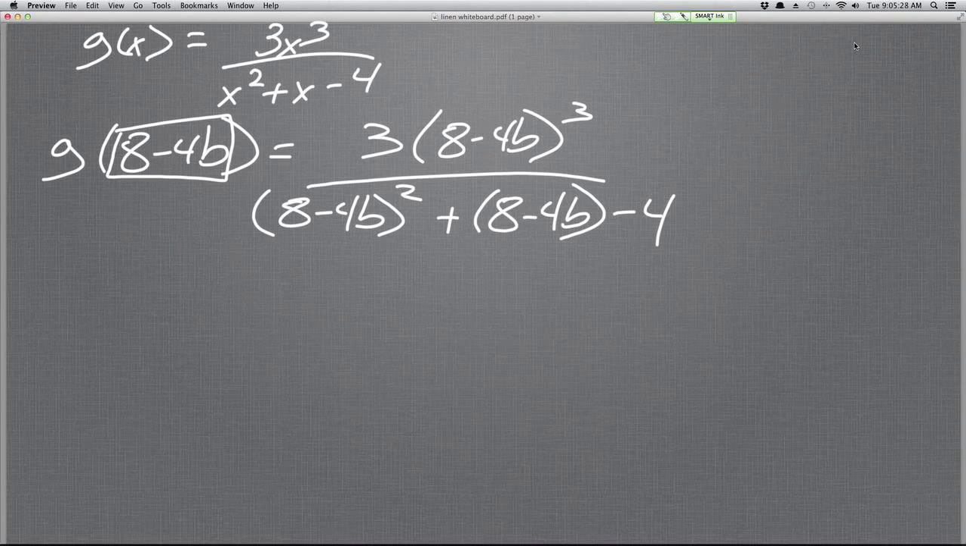Okay? All right, so what three things did we look at? Interval notation, functions and function values. Those are the three things we looked at today. Any questions on those three?